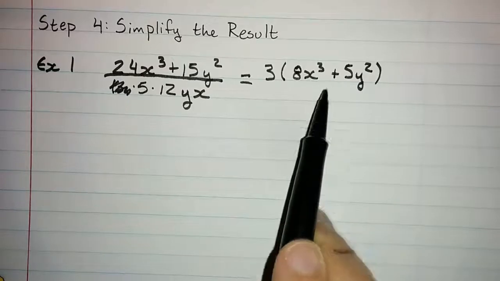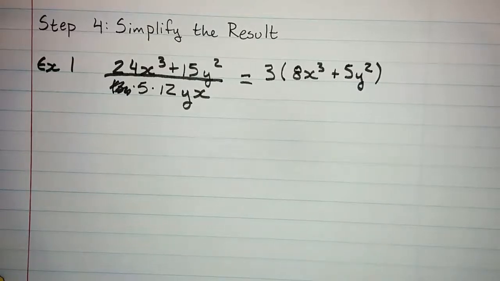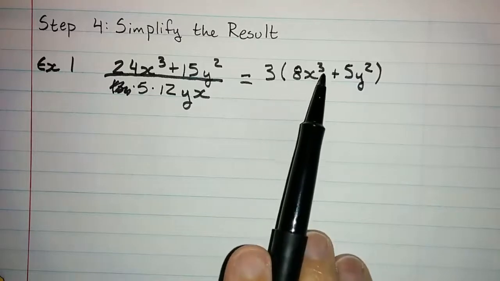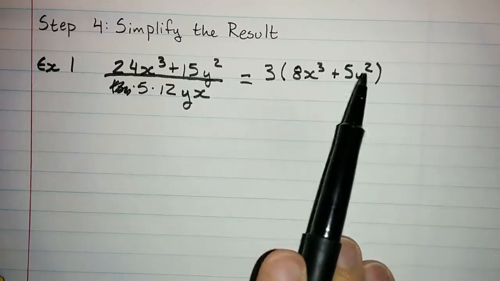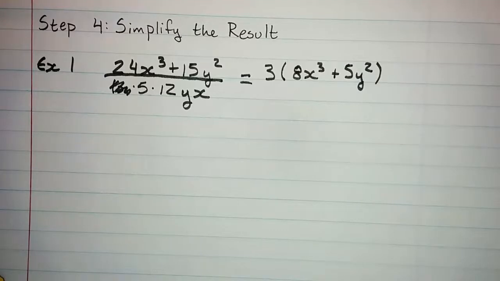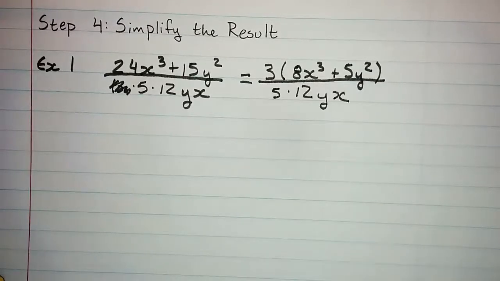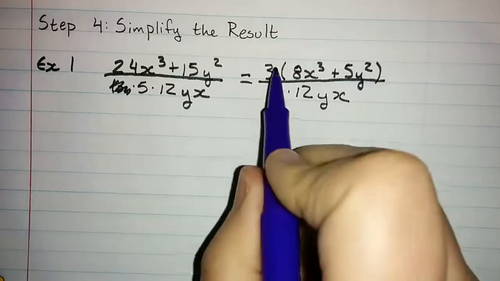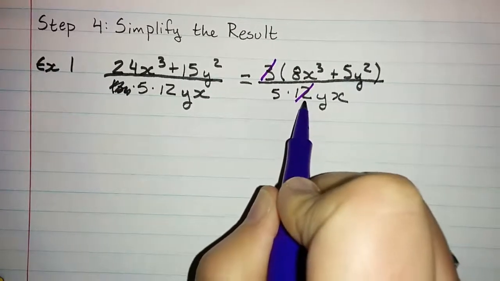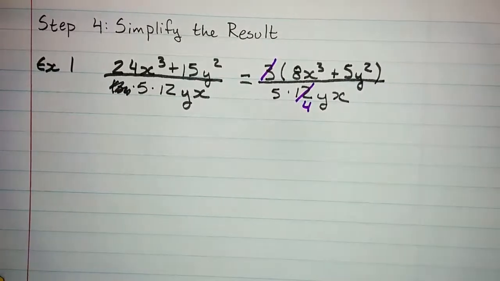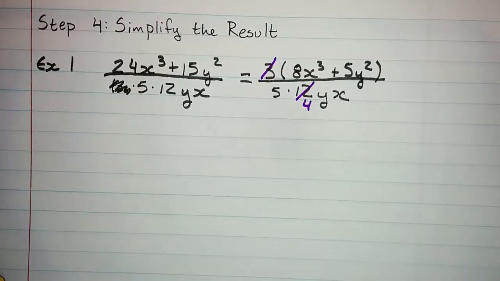Notice this binomial has no hope of being a sum of cubes, difference of squares, any of that special stuff, because I have one variable to the third power and another to the second. No hope of any nice factoring there. And now I see that my numerator and denominator have a common factor of 3. And that's about it. I might as well do this multiplication in the denominator.